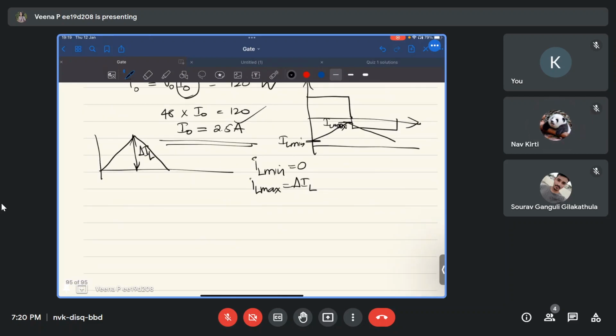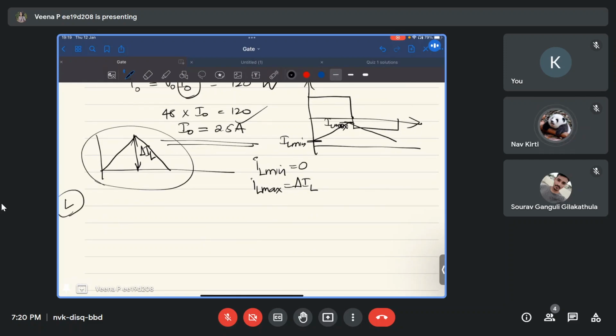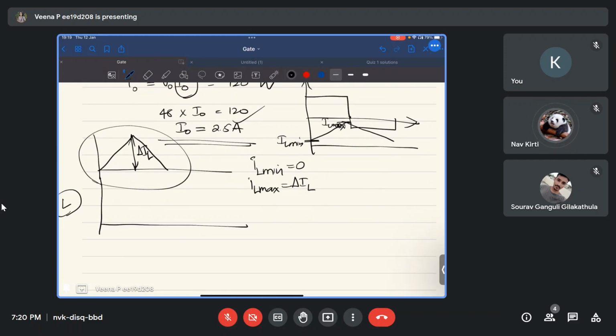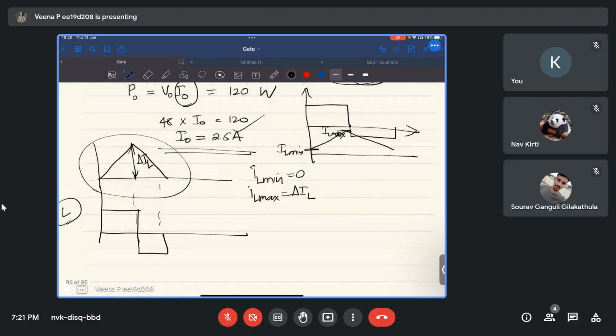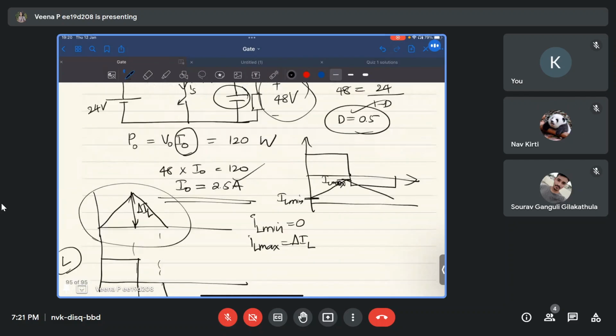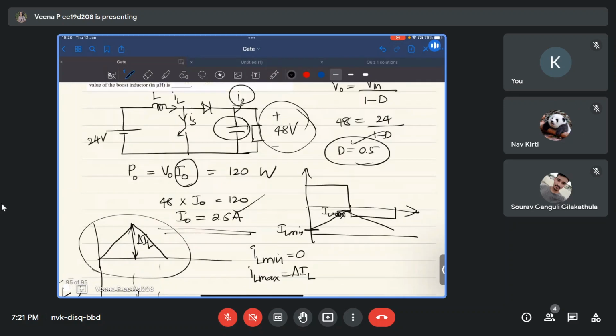Yes, ma'am. Okay. So in this case, what is the value of inductance is the question. So once you know the waveform of inductor current, you know that the inductor voltage will be positive when the current is rising and negative when the current is falling. So to obtain these values, we will solve for the circuit when the switch is on and when the switch is off.